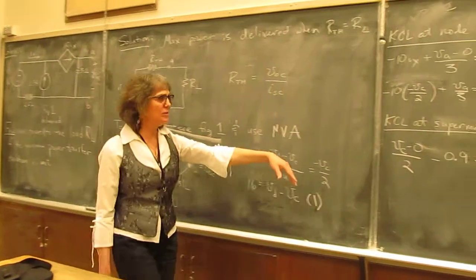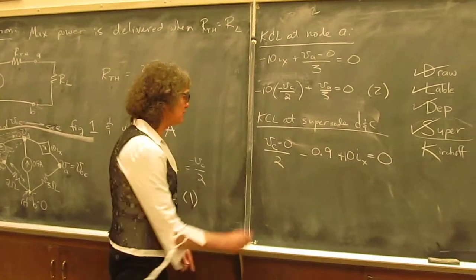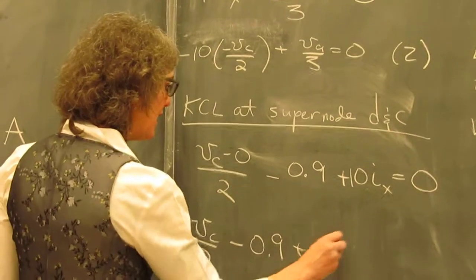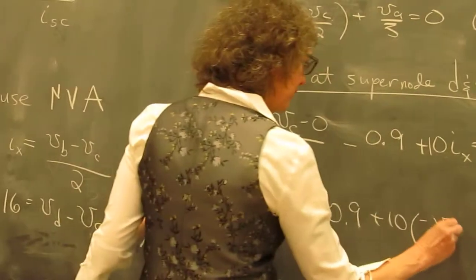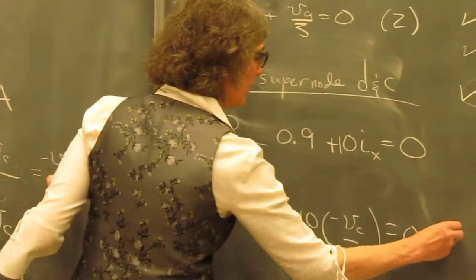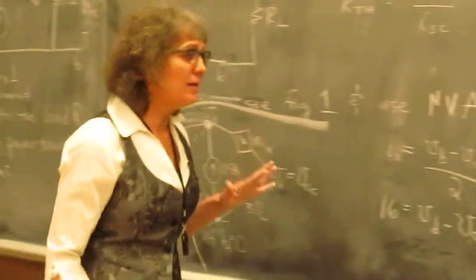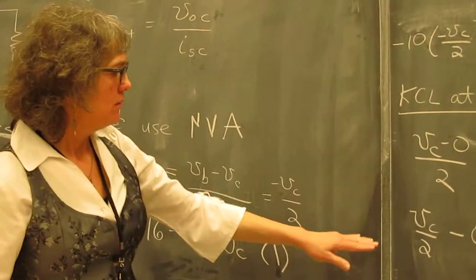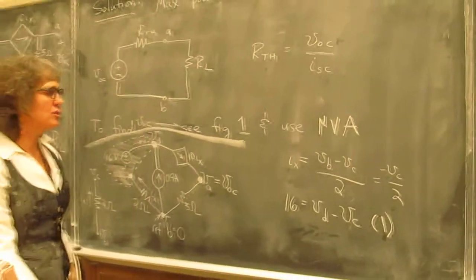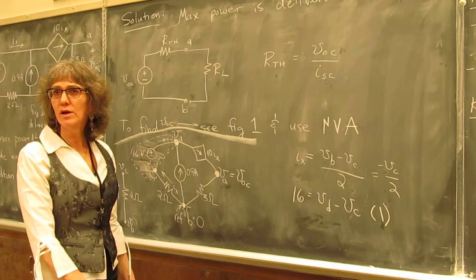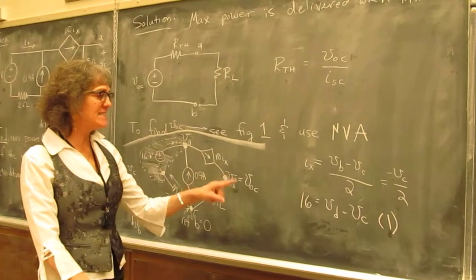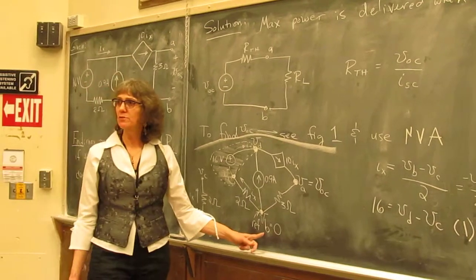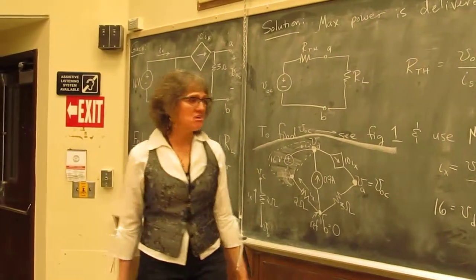And again, I'm not totally happy with it because it's got something in it that's not a node voltage. So I'm going to rewrite it, VC over 2 minus 0.9 plus 10 IX. IX is minus VC over 2 equals 0. There I have equation 3. And I'm really happy because I've got 1, 2, 3 equations in 3 unknowns. Right? What are the unknowns? They are VA, VC, and VD. I skipped VB because VB was the reference. That was 0. So great. I've got 3 equations and 3 unknowns. I can solve for it.